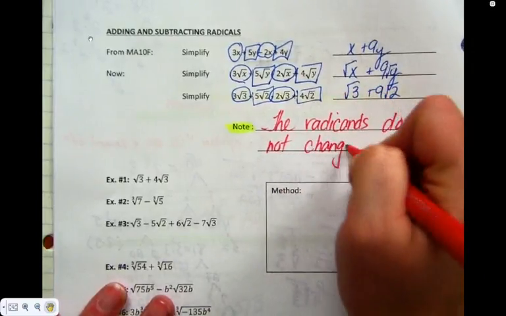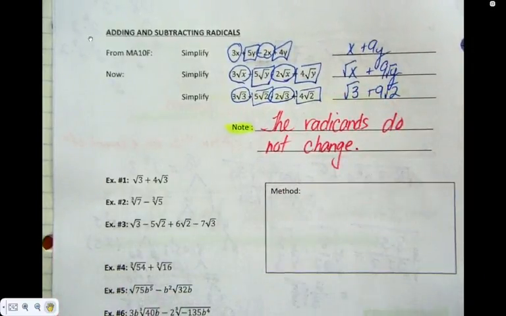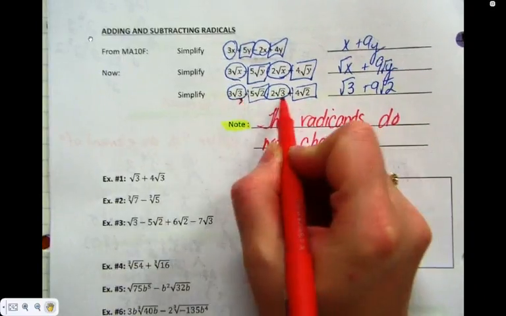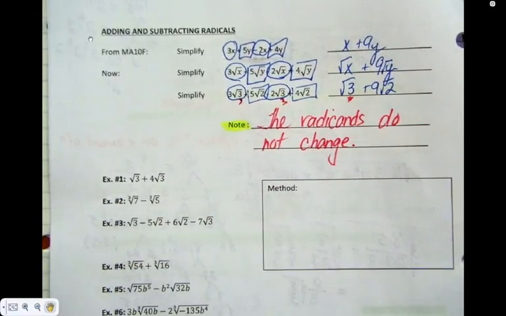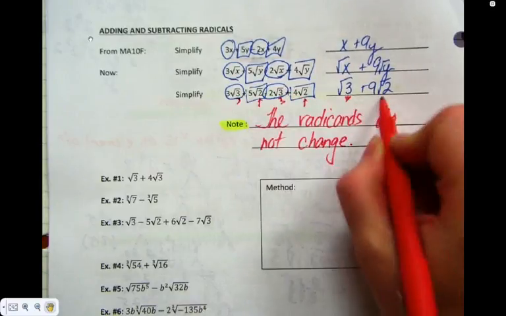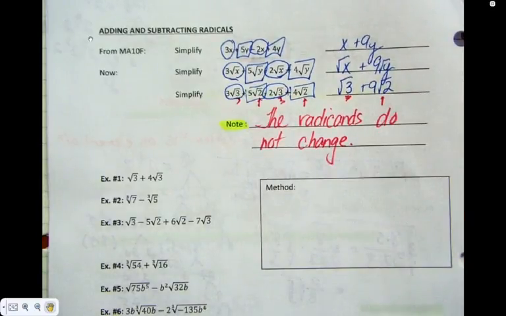What's a radicand? It's the number that's on the inside of the radical. So here we had a root 3, and here we had a root 3, and in the answer we get a root 3. Okay? So we don't change those radicands, they just stay the way they are. Same with we had 5 root 2, 4 root 2, we ended up with 9 root 2. Didn't change the radicand.